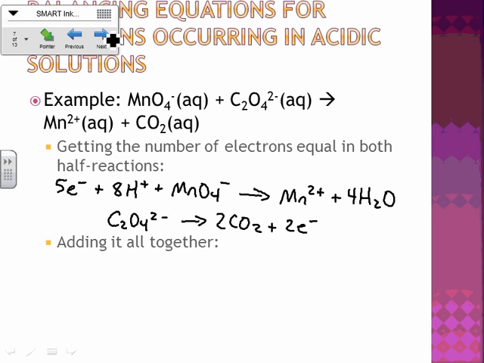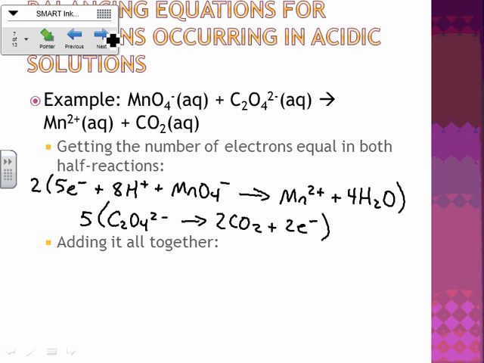Yeah, except let's not start multiplying by numbers that aren't whole, because that gets a little weird when we're balancing it. But we can do something very similar, actually. What if I multiply this whole equation by 5, and I multiply this whole equation by 2? Okay? So that should get us 10 electrons on each side.